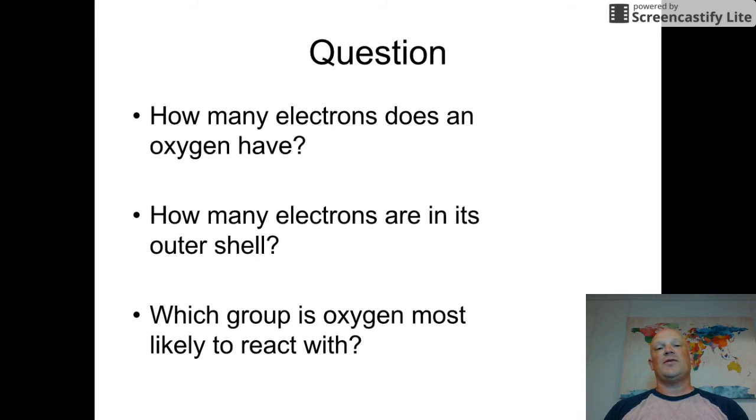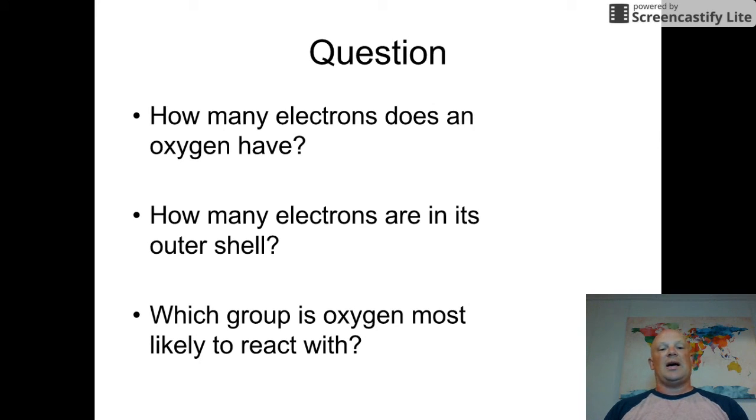So here's some questions for you to go through in this one. How many electrons does oxygen have? So you have to look at your periodic table, remember back to how you figured that out, and how many electrons does it have? So how many electrons are in oxygen's outer shell? Remember, 2 can go on the first, up to 8 on the second and third. So how many are going to be on that outer shell for oxygen?